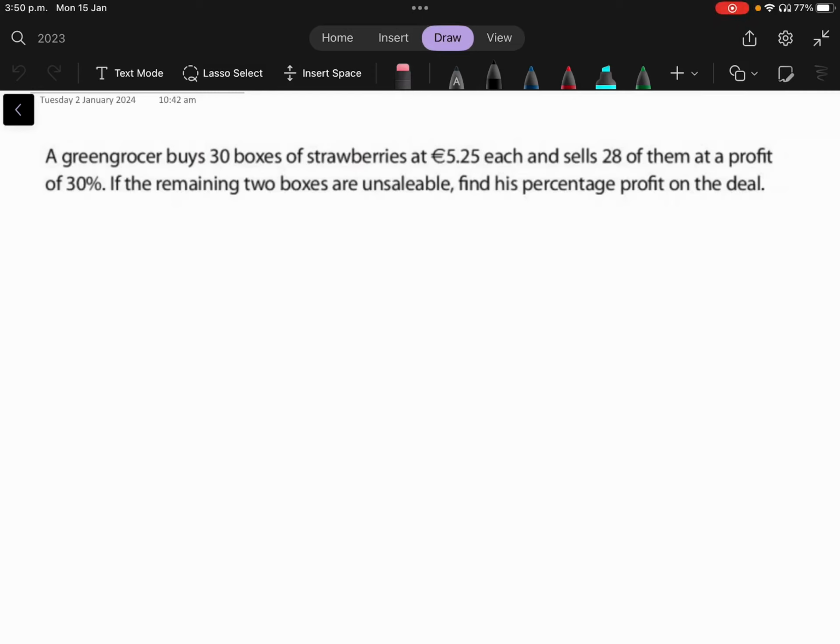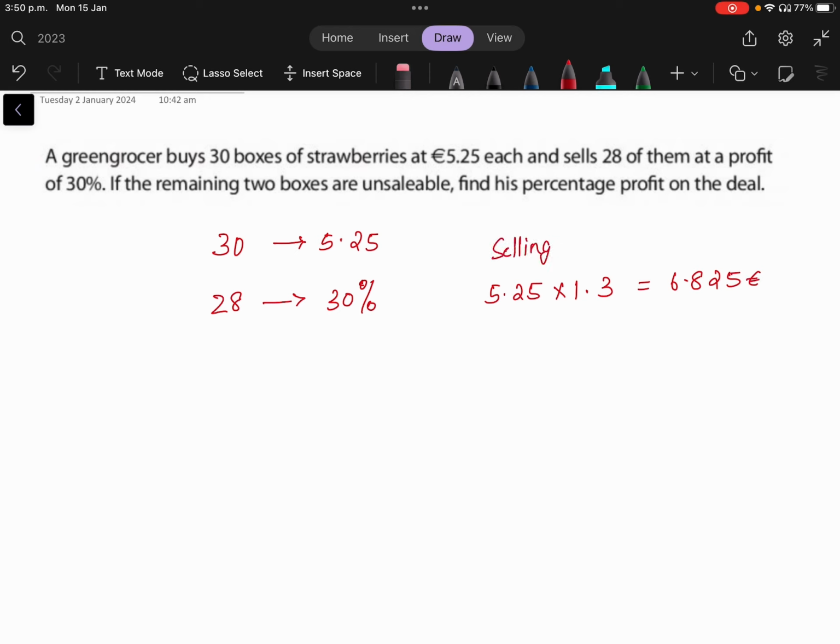So now if you want to calculate it, it'll be 5.25 times 1.3 because it is 30% and you need to add it together, so that will be 6.825 euro. So this is the selling price per box. Okay, and then the total selling price will be, since it is 28, 28 into 6.825, that will be 191.10 euro.